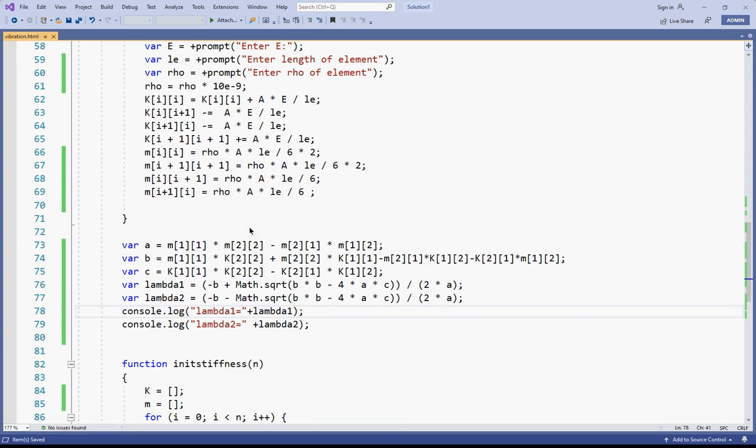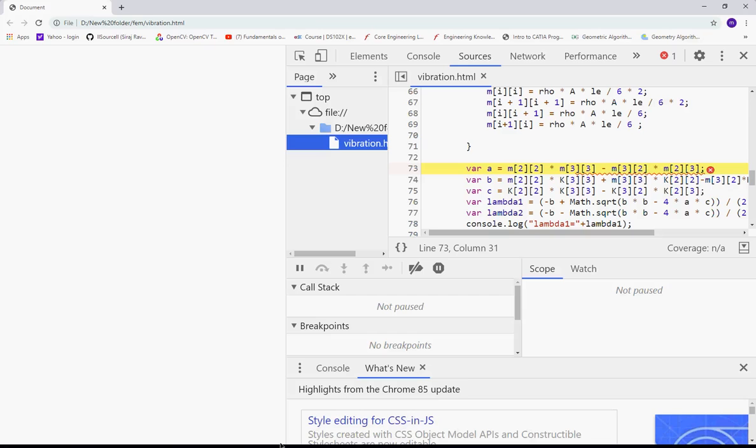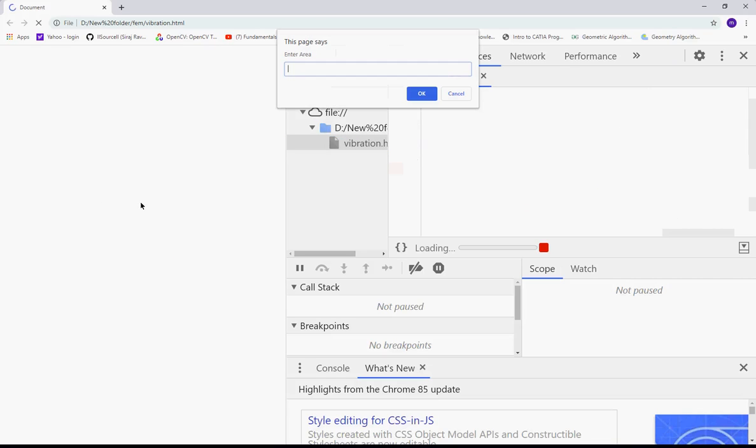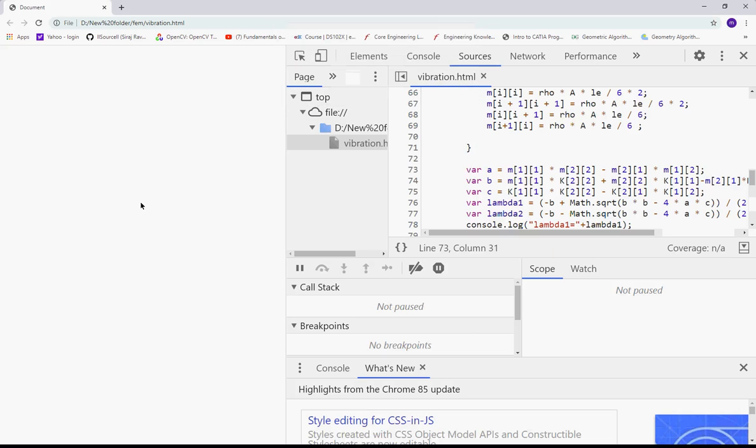Okay, so I hope this will do now. Reload, enter area 100, E2 E5, length 1000, row 7800, area 50, 2E5, length 1000, row 7800.